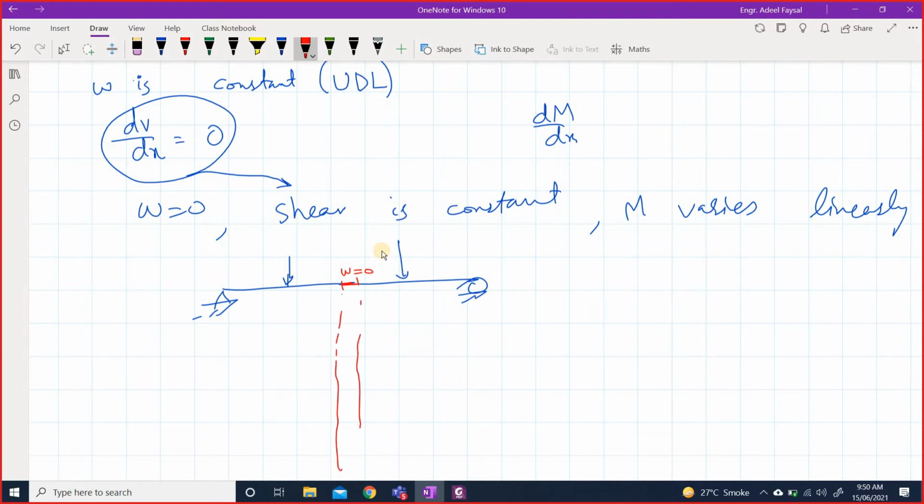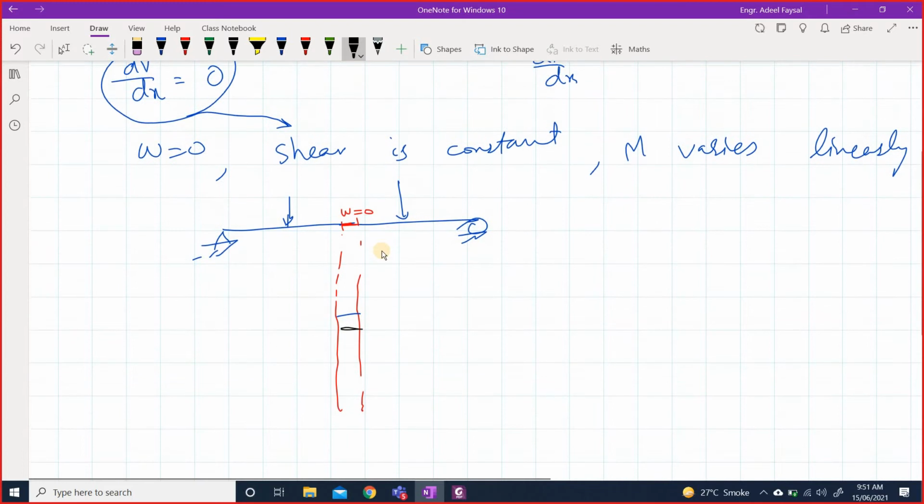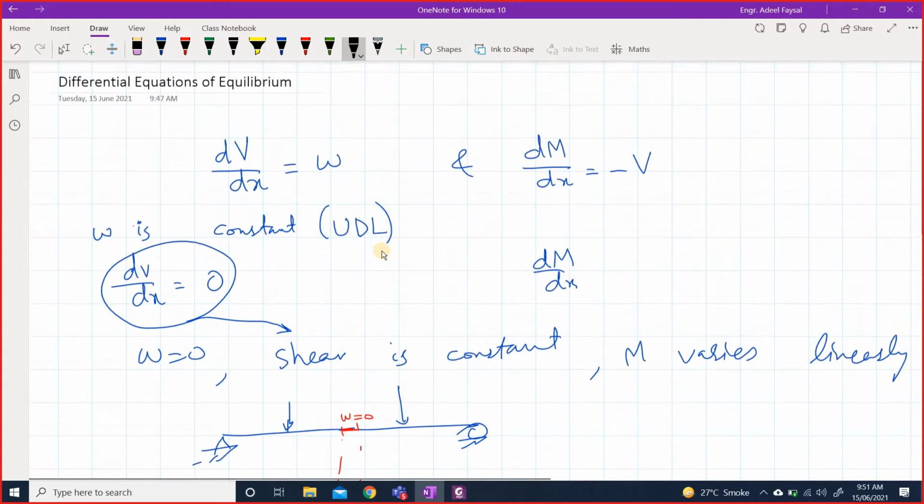the shear force will be a constant value, and if this is the reference line, the bending moment will vary linearly, maybe this way or this way, whichever way. I'm just showing it like a line. So this is how you need to interpret these equations.